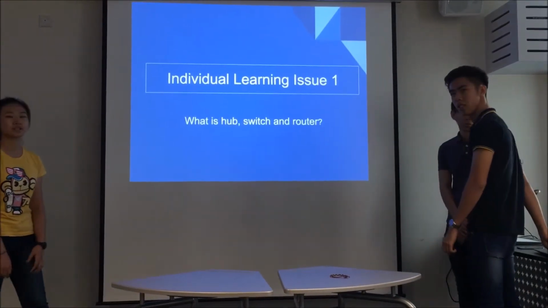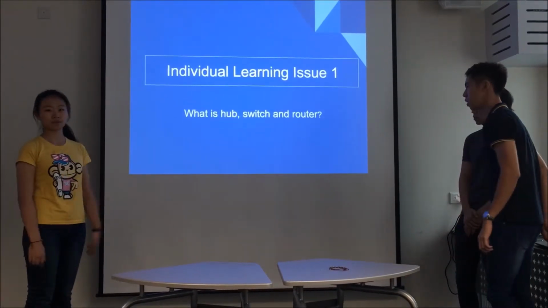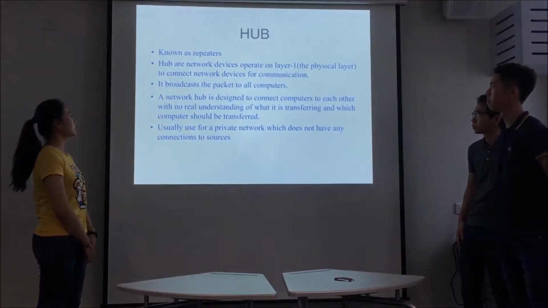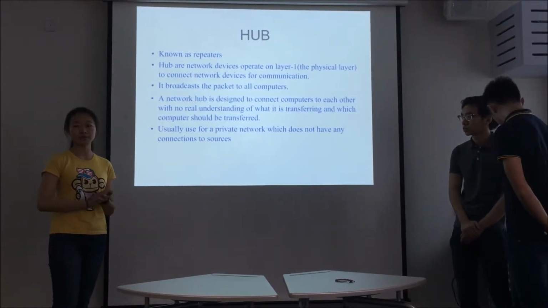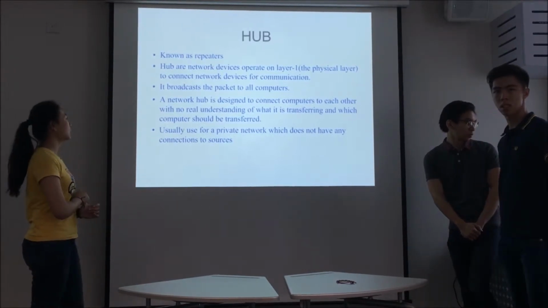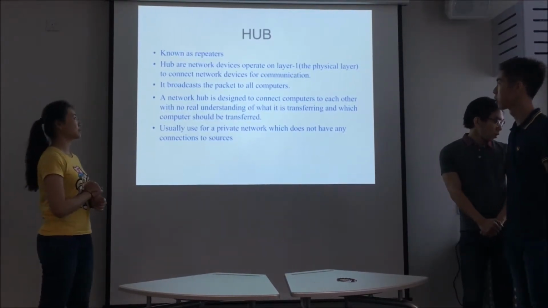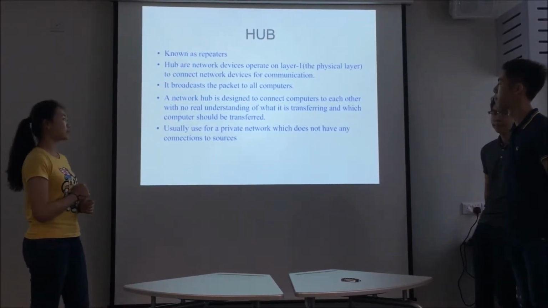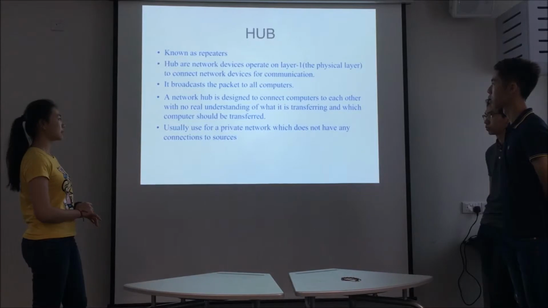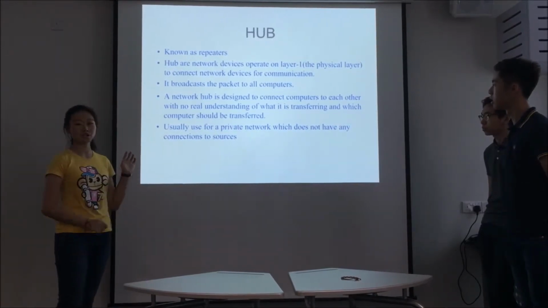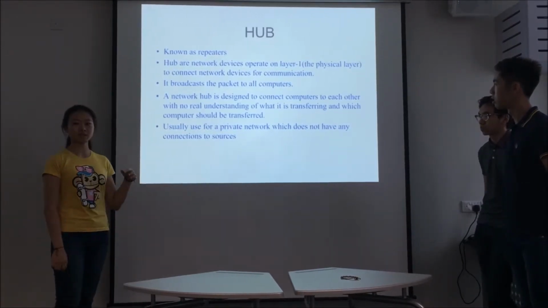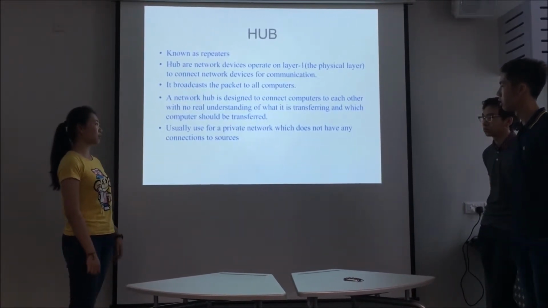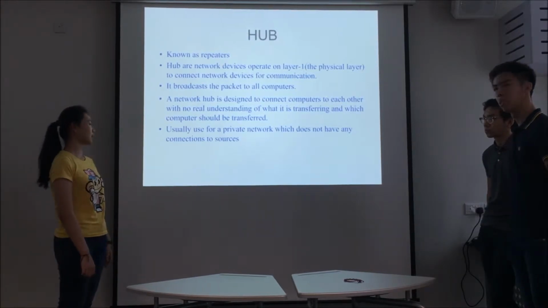And let's move on to the first learning issue. It is what is a hub, switch, and router. The hub is also known as a repeater. It is a network device which operates on the first layer, the physical layer. It allows you to connect network devices for communication. It only broadcasts the packets to all the computers. So the hub is designed to connect computers to each other with no real understanding of what is transferring and which computer it should be transferred to. And it is usually used for a private network which does not have any connections to resources.